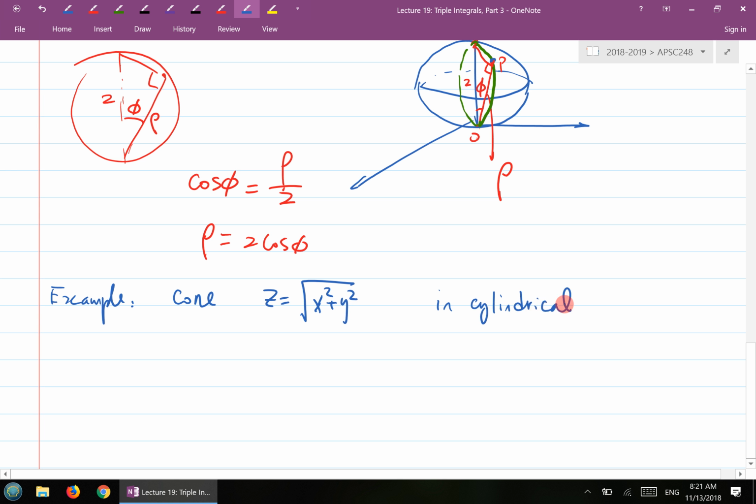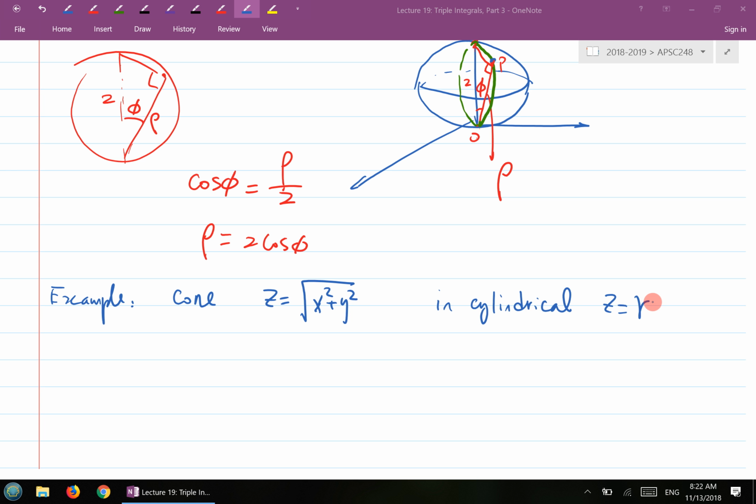if you recall that, what do we do with cylindrical? In cylindrical coordinates, you replace the x and y with r times cosine theta and r times sine theta, right? And you basically get z equal to r. So for this cone, you get z equal to r in cylindrical coordinates.